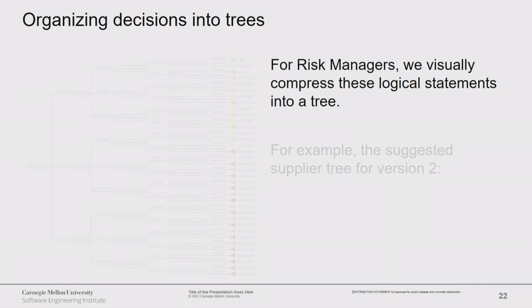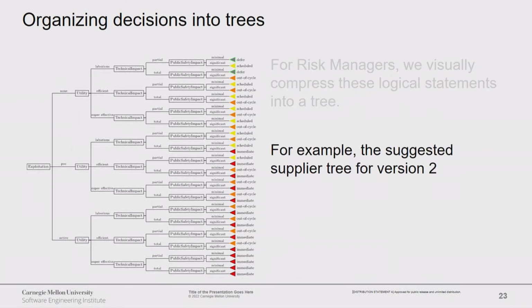Because then you're trying to gather too much information, it's not going to make a difference. So for example, if you're a software supplier, this is the sort of suggested default tree that we say you might want to use for version 2. I don't remember exactly, but I think there's 36 different situations. That looks scary, but that's everything you could possibly do. That's all of the possible combinations.